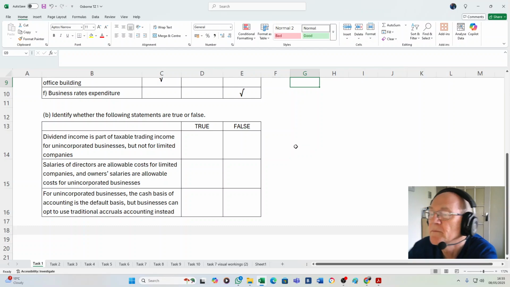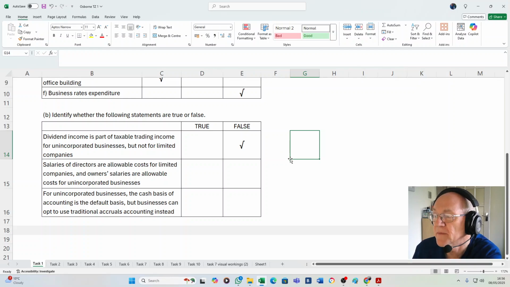So dividend income is part of taxable trading income for sole traders only, but not for limited companies. It's nothing to do with whether it's limited companies or not. The only time dividend income will be part of taxable trading income is if you're an investment company.